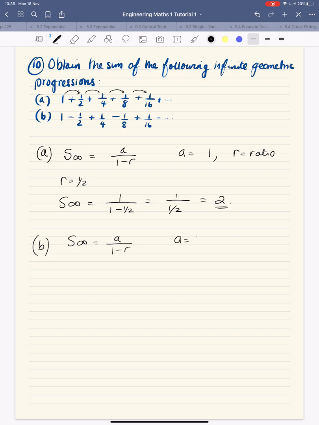We've got a equals 1. r is the common ratio, and here the common ratio is minus 1/2. So the sum to infinity is 1 over 1 minus minus 1/2. So it's 1 over 3/2, which is 2/3. But again, don't worry about them this term, next term.